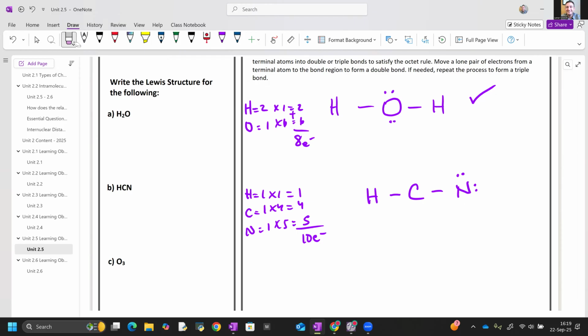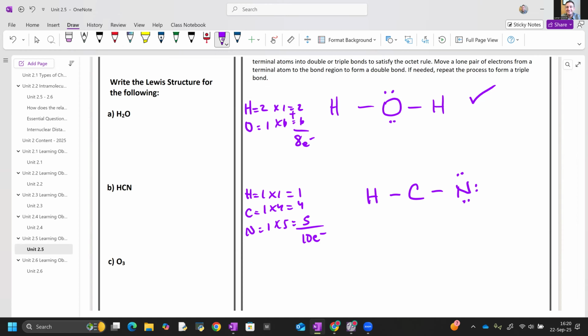Let's go back a little bit. Let's say we have 2, 4, and then 6, 2, 4, 6, 8, 10. Now we've drawn 10 electrons, but we need to check and make sure that everything has an octet, or a duet for hydrogen. We notice hydrogen has the duet, but carbon has only 4 electrons. So we're short by 4 electrons in our picture.